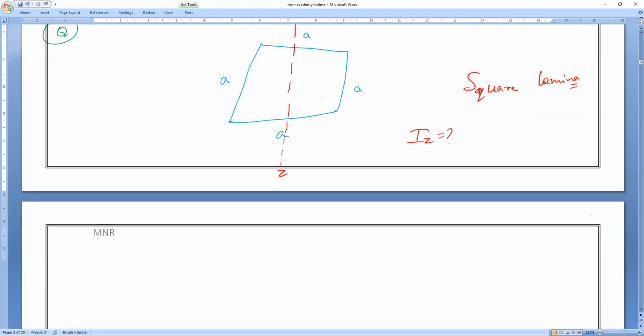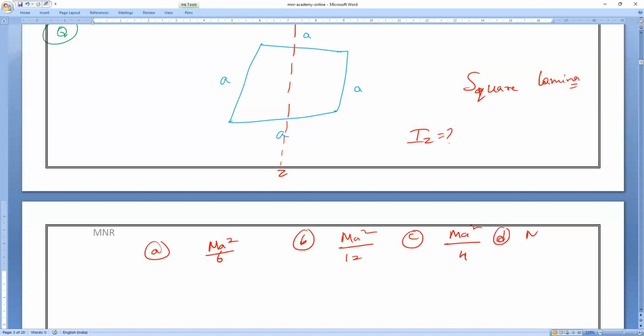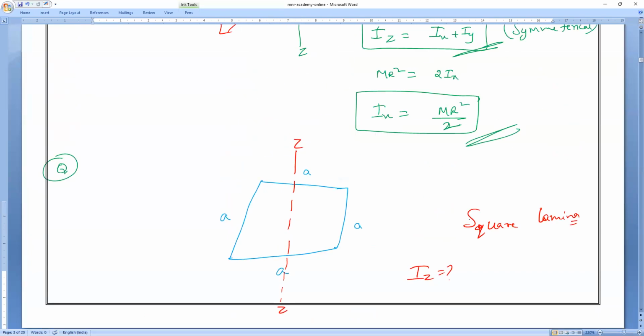So options also I am giving. Everybody, see that we have solved for the xy plane, not for the z-axis. Check it, everybody. Option A, MA square by 6. Option B, MA square by 12. Option C, MA square by 4. Option D, MA square by 3. So what is our answer? You can tell me.